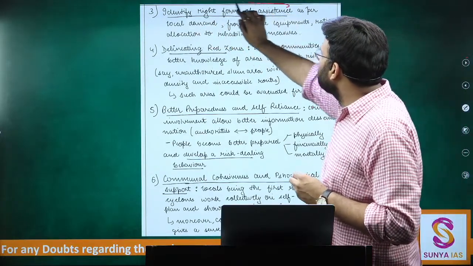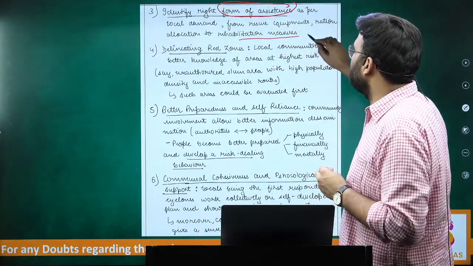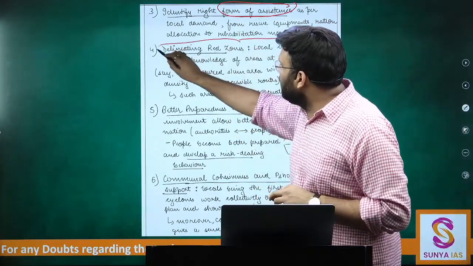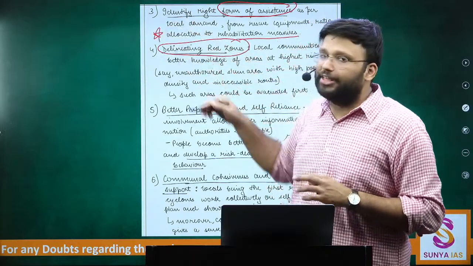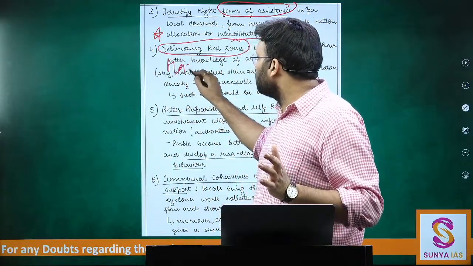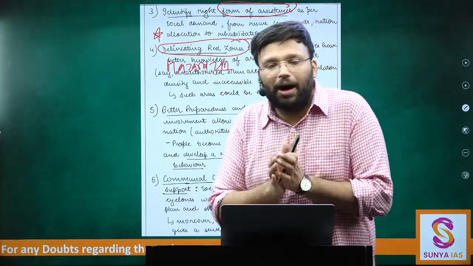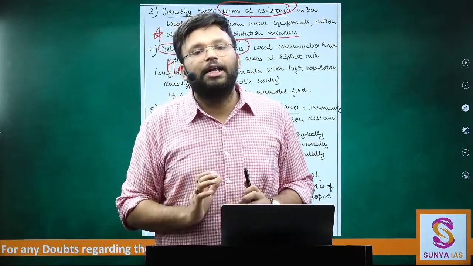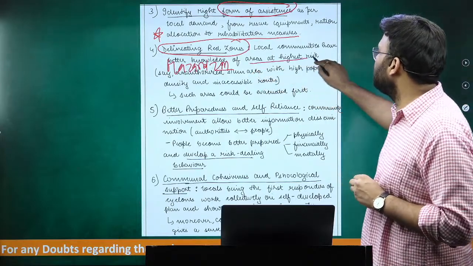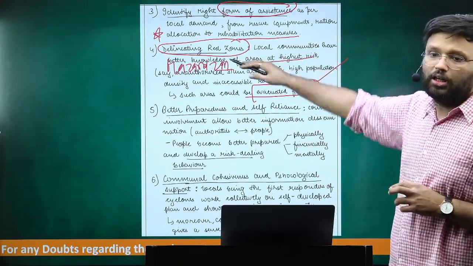Identify the right form of assistance as per the local demand, from rescue equipment and ration allocation to rehabilitation measures, right. This is a self-understanding point. Delineating red zones. So what is the meaning of delineating red zones? That you also participate in the hazard zonation mapping. Hazard zonation mapping means that you participate while you are trying to map different areas as per their vulnerability. Local communities have better knowledge of areas at highest risk. That is why such areas could be evacuated first with the help of the community.